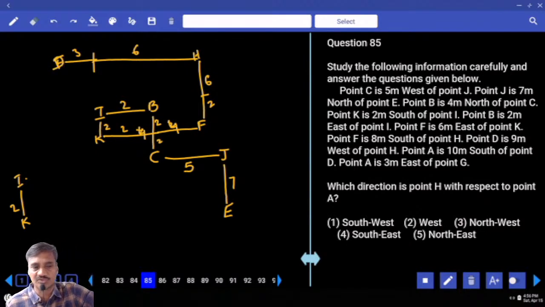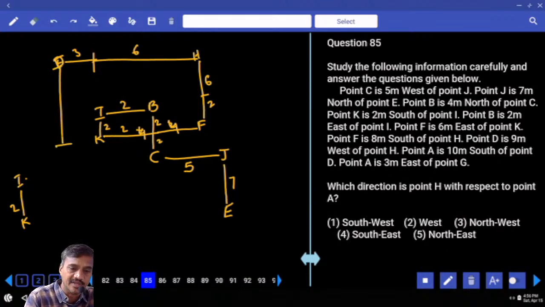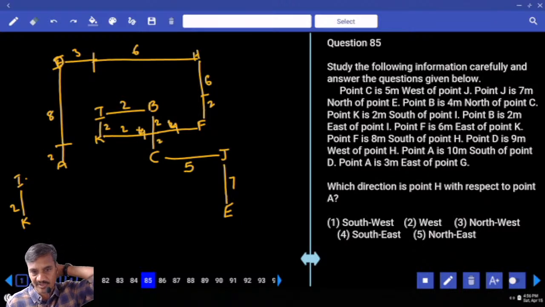A is 10 meters to the south of D. Now up to here this is 8 meters, and again from here to here 2 meters. 8 plus 2, 10. Now what is this one? A. A is 10 meters to the south of D.